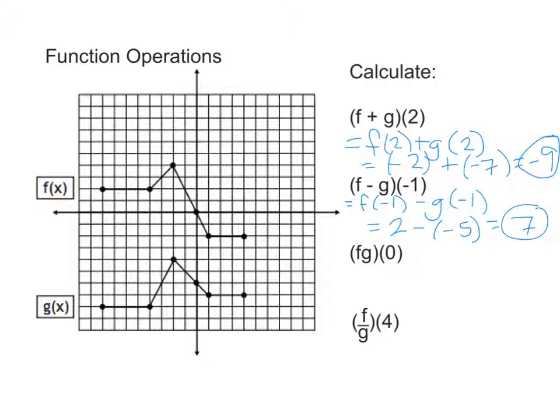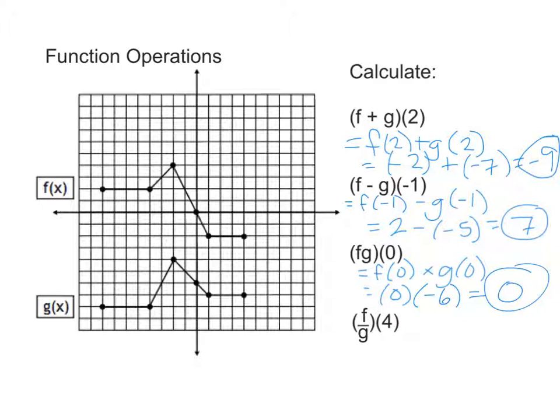fg of 0, that means you're going to find f of 0 and multiply it by g of 0. So f of 0 is 0. So actually we know that the answer is 0, right? 0 times something. But just so we have it down here, g of 0 is there. 1, 2, 3, 4, 5. Negative 6. Oops, wrong button. Negative 6, so that's equal to 0.